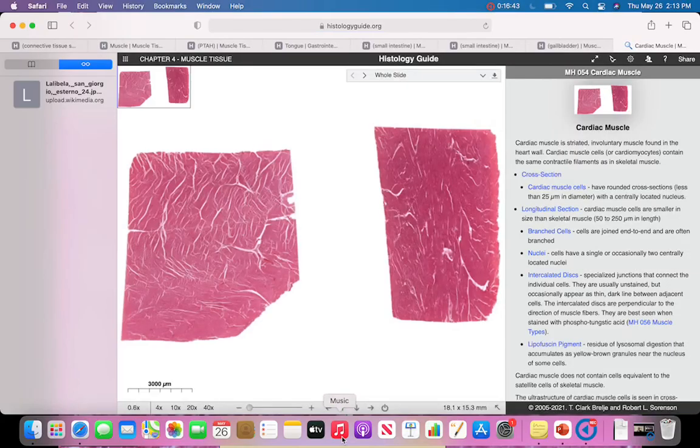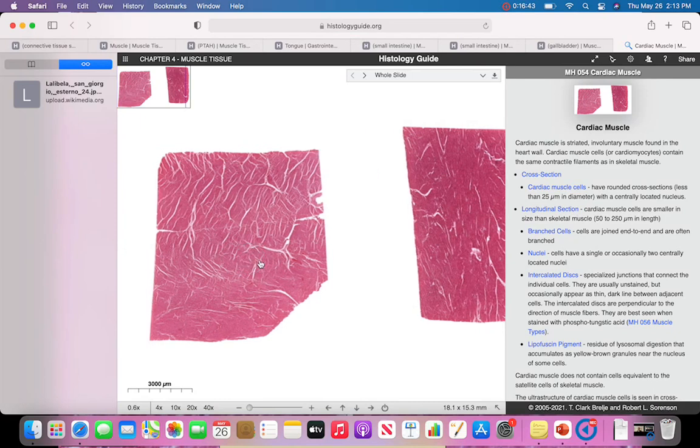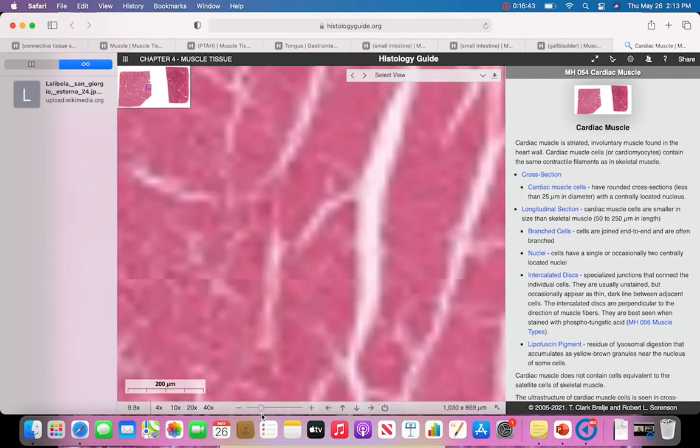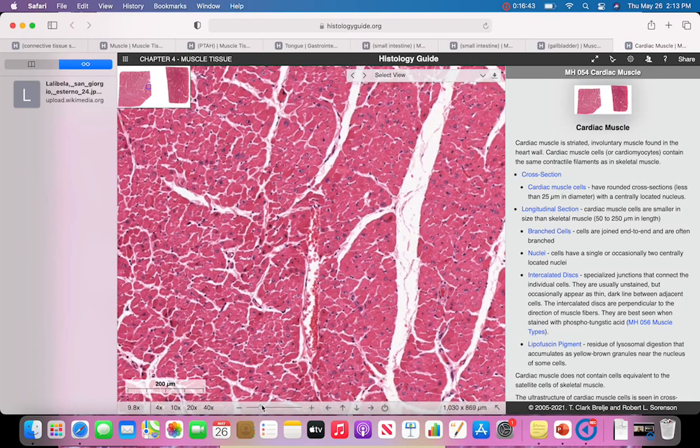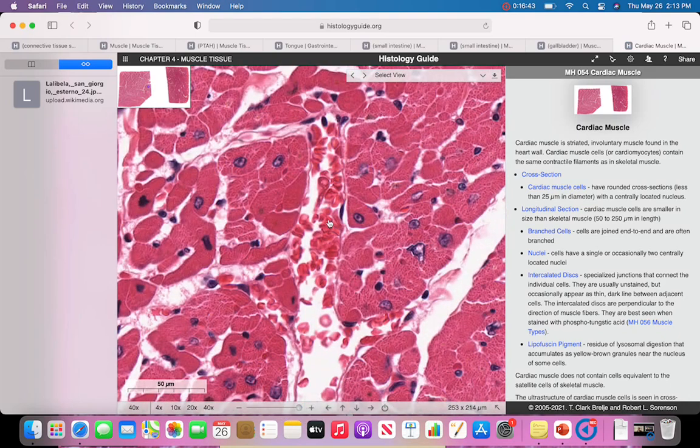And when you see a slide from our slide box, we have a slide having both transverse and longitudinal section. So first let's see the transverse section. So here it's mononucleated, it contains one nucleus, and the nucleus is found at the center. And as you see, the cytoplasm has a stippling appearance because cardiac muscle cells are also striated like skeletal.